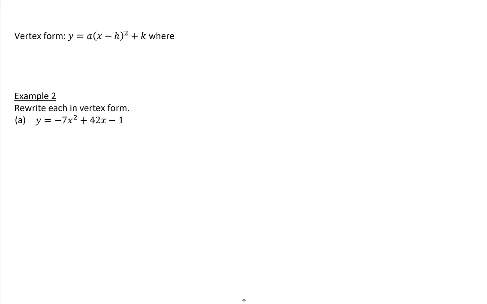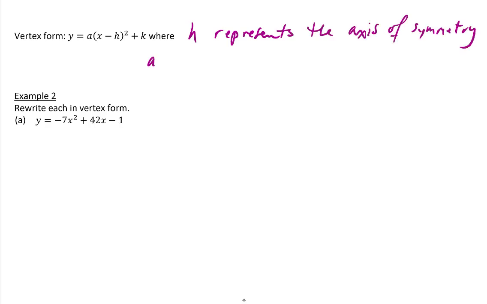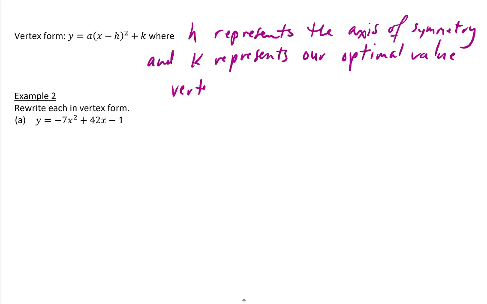So let's summarize. Vertex form is y equals a(x minus h) squared plus k, where h represents the axis of symmetry and k represents our optimal value. And both together give us our vertex. So the vertex is (h, k).